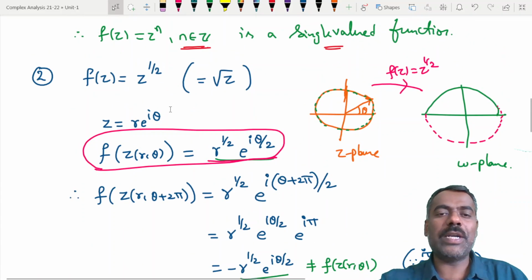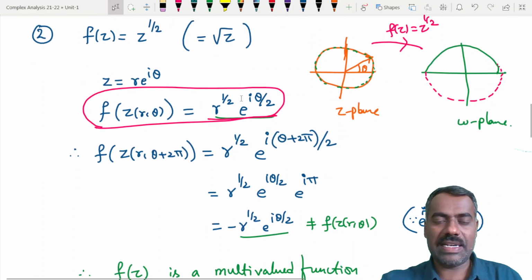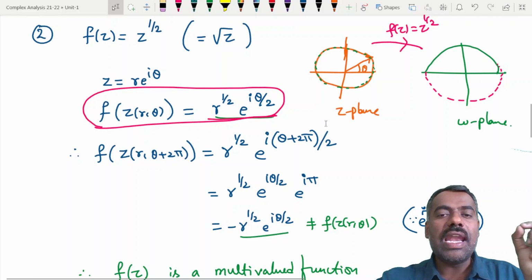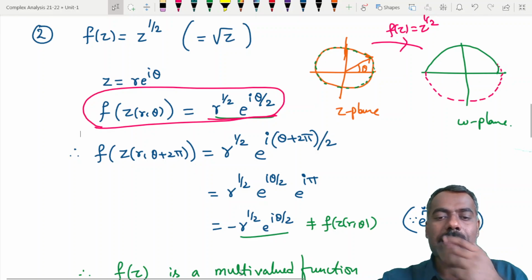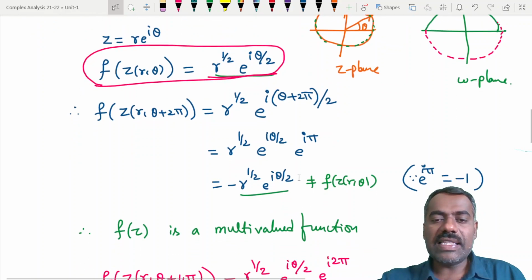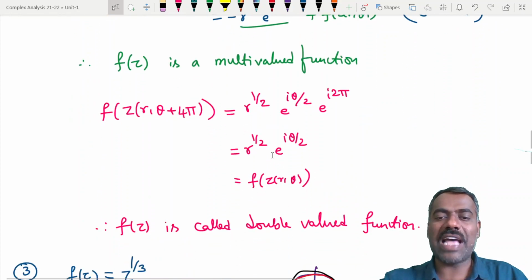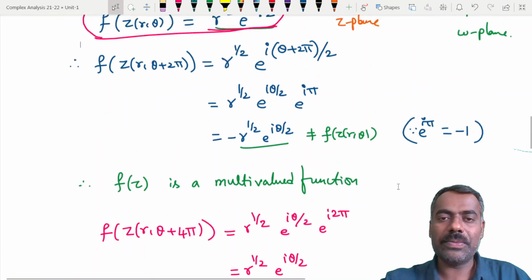This f of z is equal to z power half has two branches. One is this. I'll write when we come to the example. When you restrict theta from 0 to strictly less than 2 pi, then this is a single valued function. The moment it goes to 2 pi, you are getting a different value. Is this clear? And this value will be the same when you go from 2 pi up to 4 pi. Are you following? The moment you reach 4 pi, you are getting plus r power 1 by 2 into e power i theta by 2. Right?